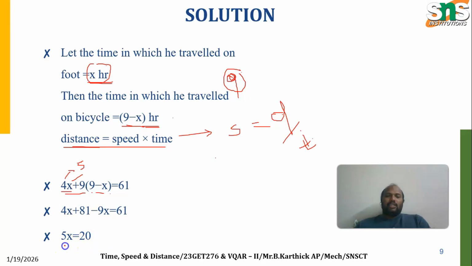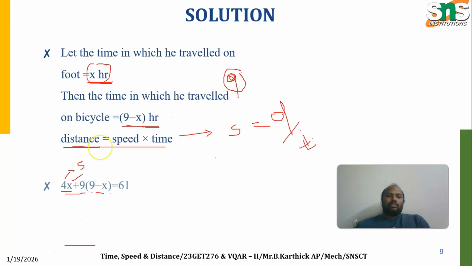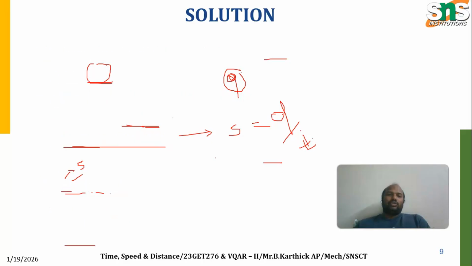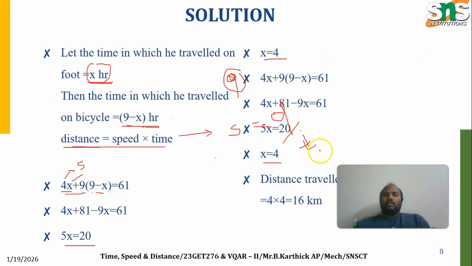So the answer is 20. When we add, we get 5x equal to 20, so x is equal to 4. This x equal to 4 is the answer for the distance.